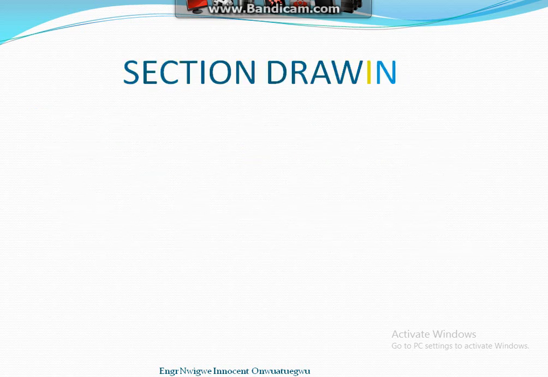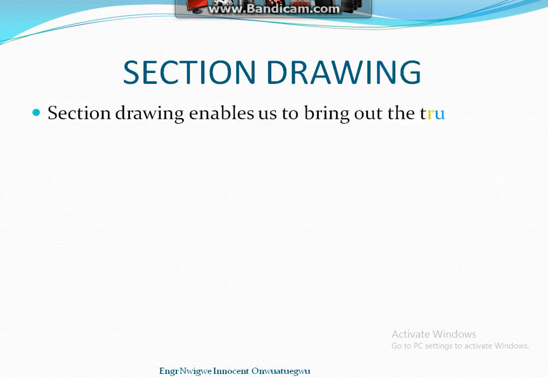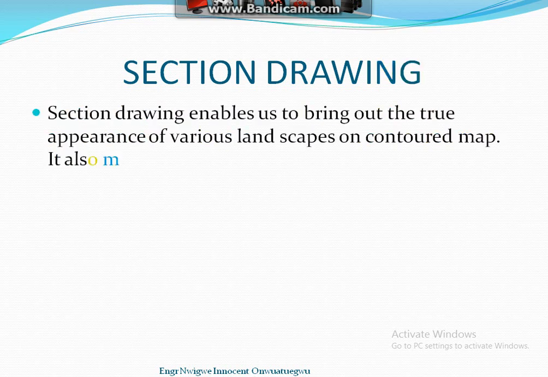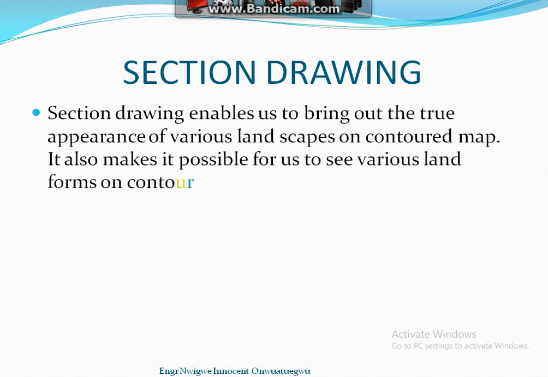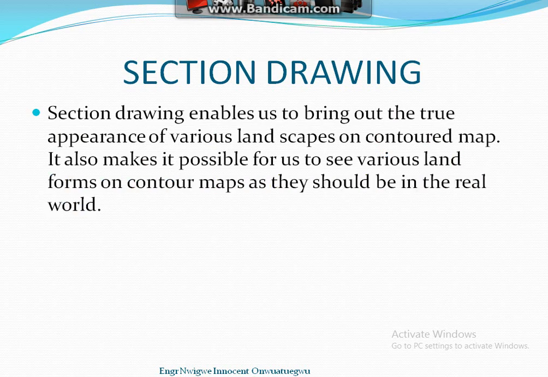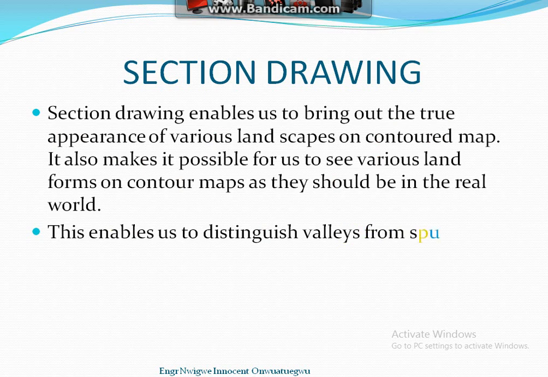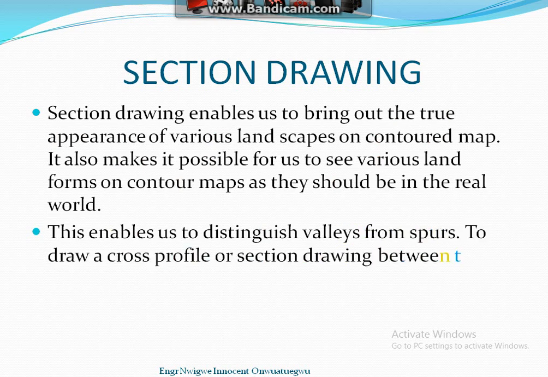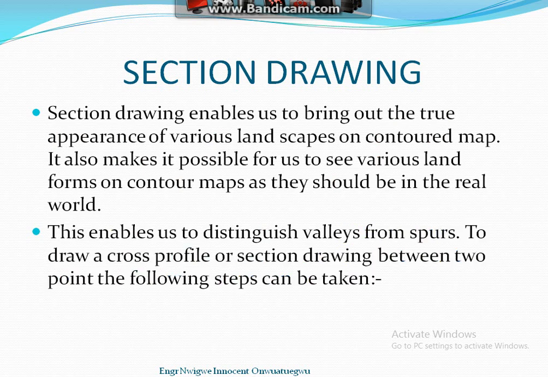Section drawing. Section drawing enables us to bring out the true appearance of various landscapes on contour maps. It also makes it possible for us to see various landforms on contour maps as they are in the real world. This enables us to distinguish valleys from spurs. To draw a cross profile or section drawing between two points, the following steps can be taken.